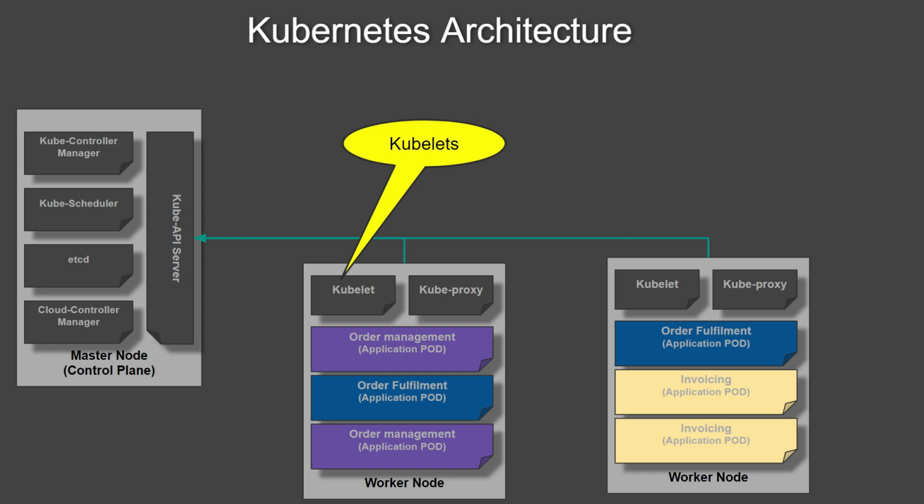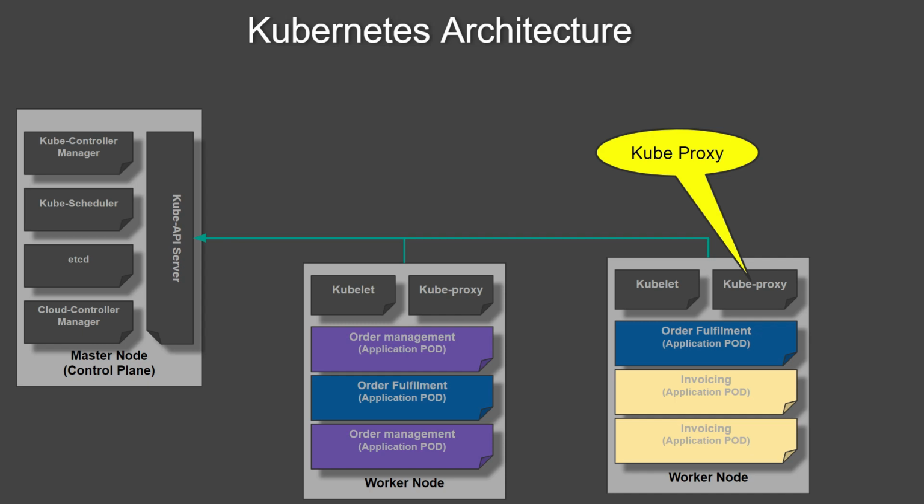So kubelet will monitor the changes in the API server. Whenever it sees that a pod is added or removed for its specific node, the same thing will be replicated in the worker node. There, kubelet will deploy any application or remove any application. All those will be done by kubelet.